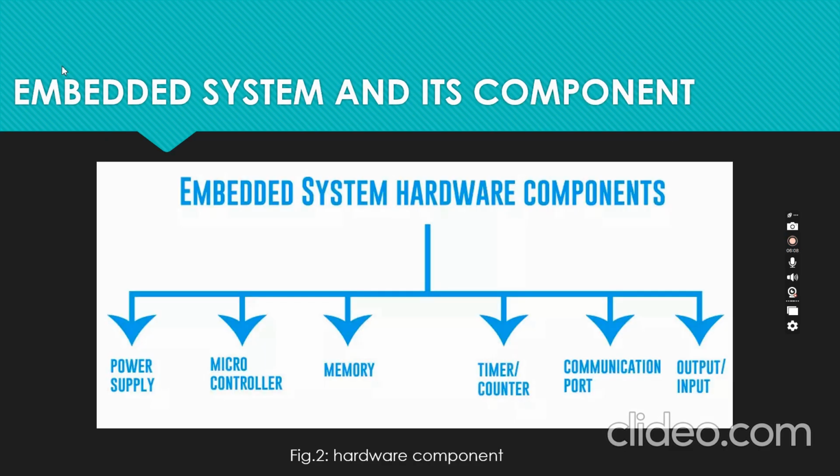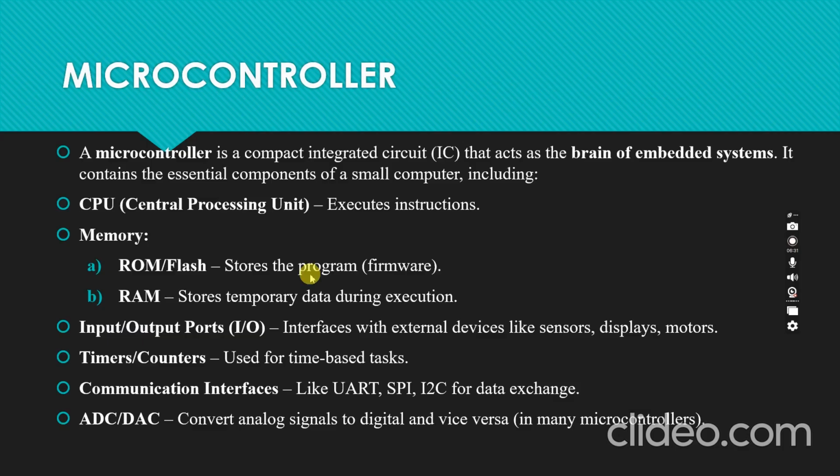And here, the embedded system and its components. Embedded system hardware components: firstly we give the power supply, then the microcontroller, this chip, PIC, whatever we are using, we use the microcontroller here, then memory, then timer counter, then communication port, then input output port. These things are in the hardware component.